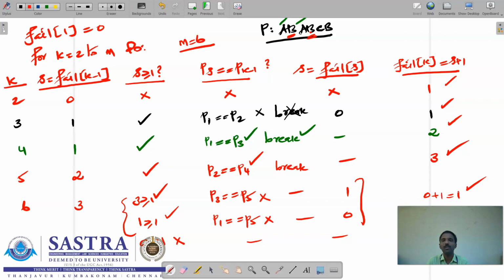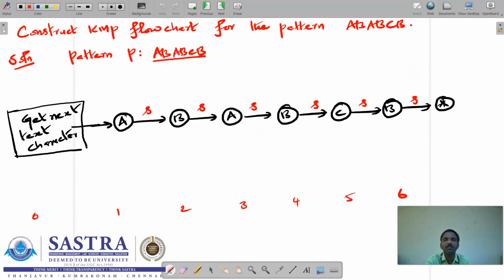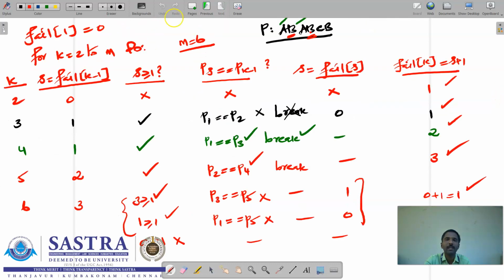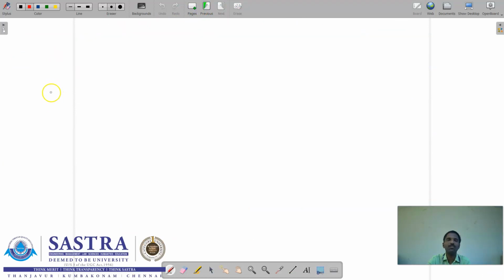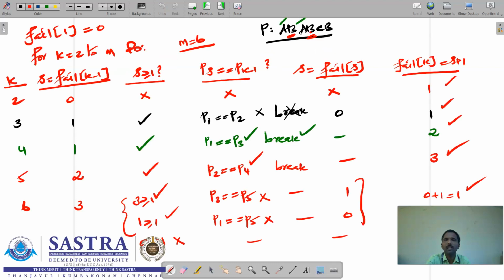Now what we have to do, we need to construct the equivalent failure links in the diagrammatic representation. Have a look into this diagrammatic representation. We need to fill the failure array values. So let me write the diagrammatic representation again here as a part of step 2. Pattern characters are A, B, A, B, then C, B. Right? Pattern is AB, AB, CB.